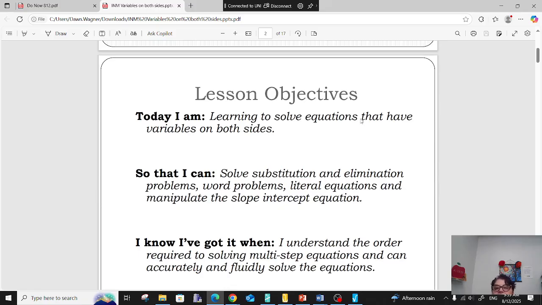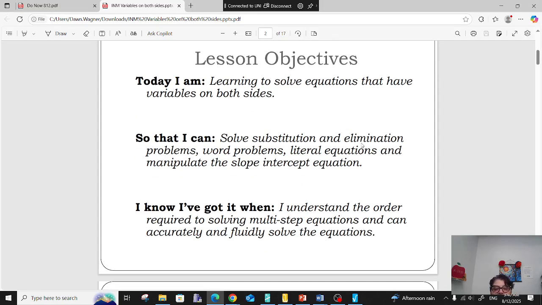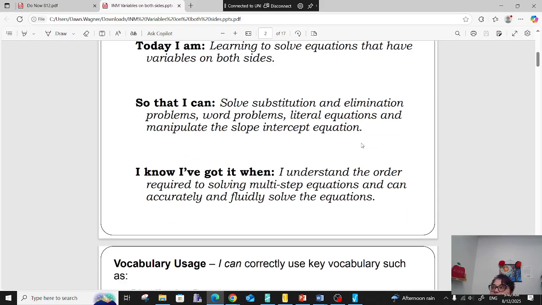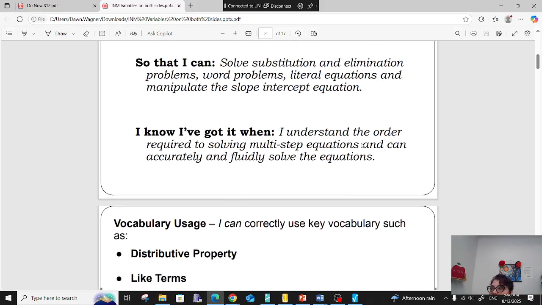So today you're going to learn to solve equations that have variables on both sides. Eventually, like I was just talking about, you're going to be able to do substitution and elimination problems, word problems, literal equation problems. We do this stuff all the time in math. I understand the order required to solve multi-step equations and that you can accurately and fluidly solve the equations.